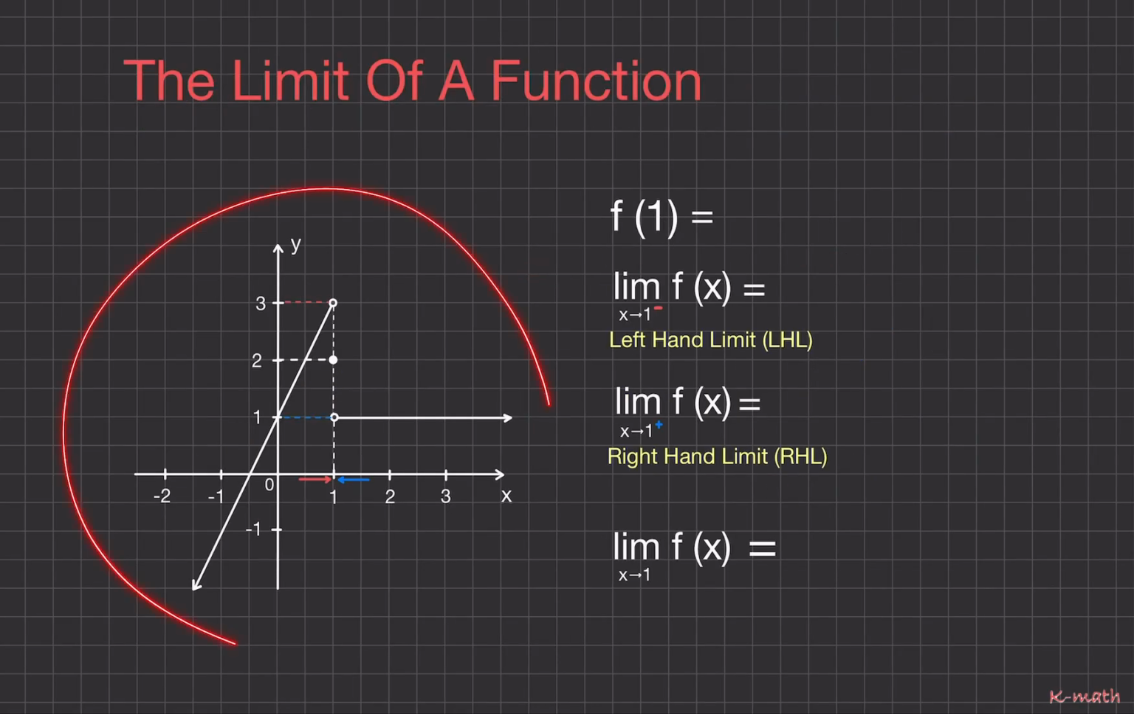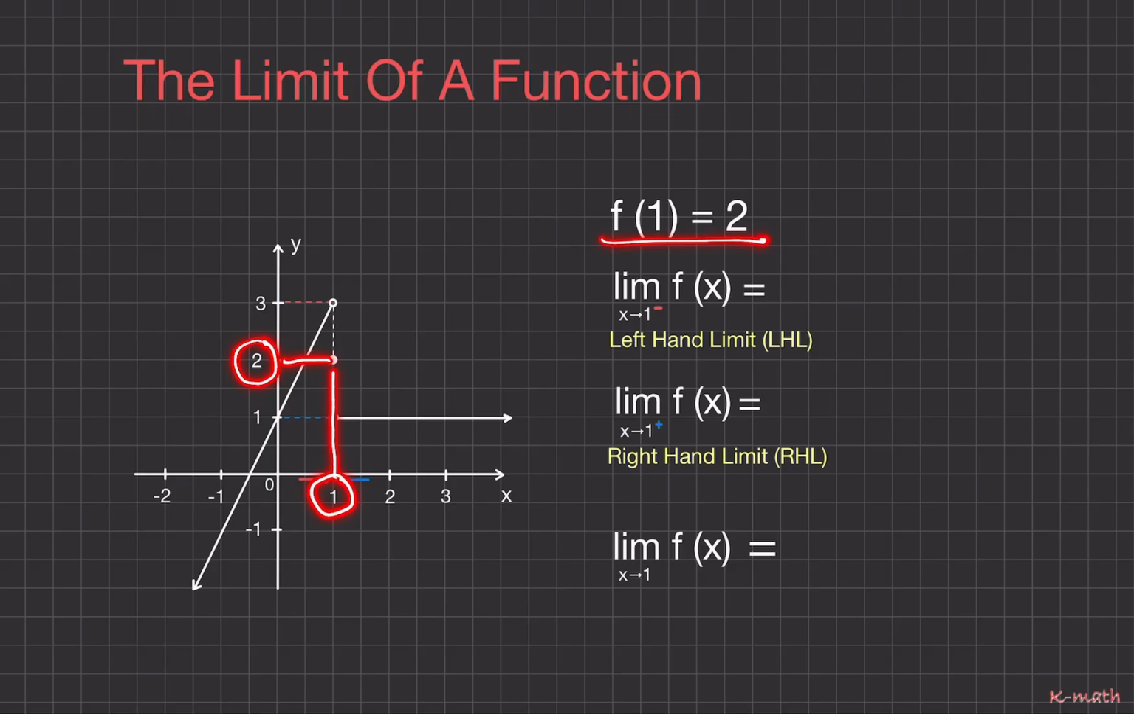Let's take a look at another example. You can pause the video and try to find all the values. What is f of 1? There's a closed circle right here. That means the function is defined at x equals 1. So f of 1 equals 2.